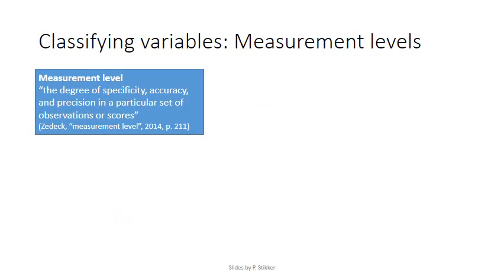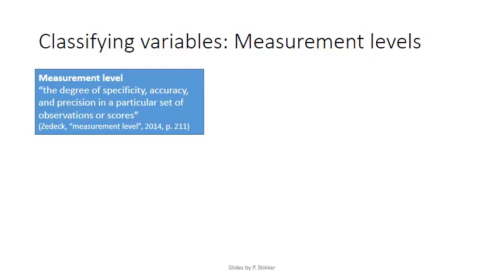Measurement levels are actually a way to classify different types of variables, because depending on how a variable is measured, we can perform different statistical analysis with it. One way of doing this is by measurement level. A measurement level is defined as the degree of specificity, accuracy and precision in a particular set of observations or scores.